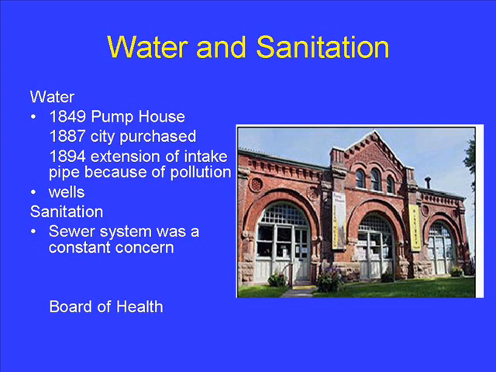Now, the Water of Kingston was a private company, commissioned in 1849 to establish the pump house where the current pump house is. And it operated for a number of years relatively unsuccessfully. It served a very small part of the community. And in 1887, the city purchased the pump house and actually enlarged it. And this is the pump house as we know it today, which is a product of the enlargement that occurred in 1887.